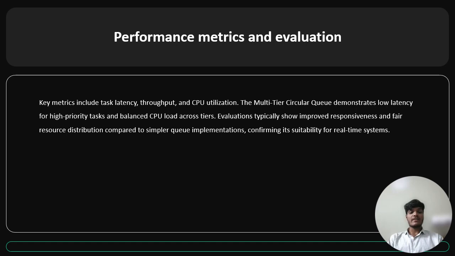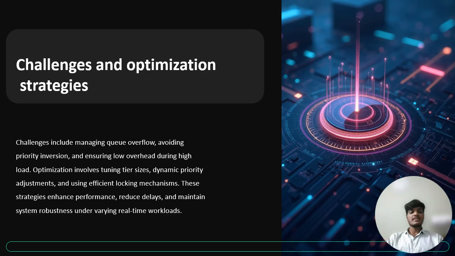Performance metrics and evaluation. Key metrics include task queue latency, throughput, and CPU utilization. The multi-tier circular queue demonstrates low latency for high priority tasks and balanced CPU load across tiers. Evaluations typically show improved responsiveness and fair resource distribution compared to simpler queue implementations, confirming its suitability for real-time systems.